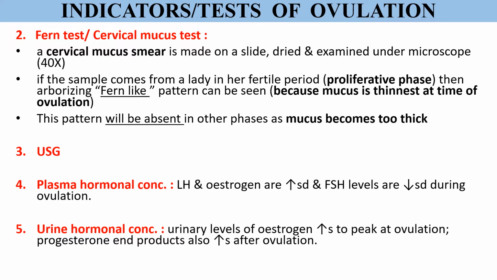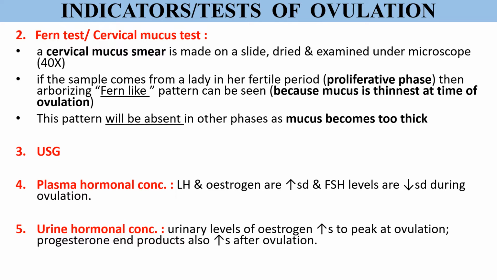Next test or indicator is ultrasonography. This is one of the best methods to find out and even record the process of ovulation. Next indicator is plasma hormone levels. The plasma concentration of follicle stimulating hormone, luteinizing hormone, estrogen and progesterone is measured during the mid period of the cycle. If luteinizing hormone and estrogen levels are high and the follicle stimulating hormone level is low, it suggests that the time period of ovulation is there.